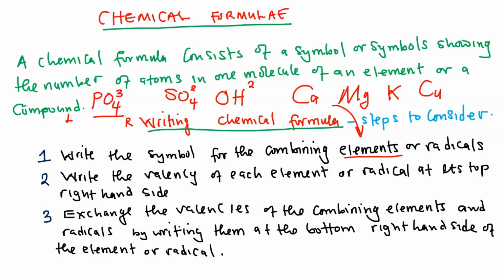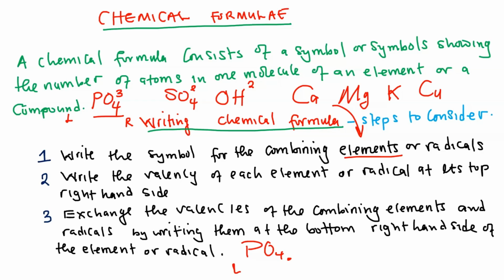Okay. Then what is the third step? Exchange the valences. Exchange the valences of the combining elements or radicals by writing them at the bottom right hand side of the element or radical. So this time around you exchange them, and of course you write them at the bottom right. So phosphate, the bottom, this is the left, this is the right. So the bottom right is this part. So this is where you are going to write when you exchange it. But of course, we are going to see how it is done.